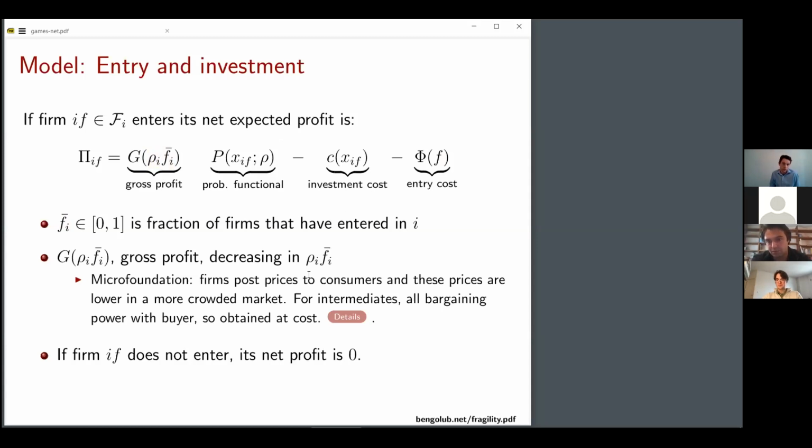And so we're just going to make an assumption that your gross profits are decreasing in the crowdedness of the product market, these firms that are trying to compete with you. And there are many micro foundations that are totally standard, which we deal with in the appendix and so forth. But the key idea is just that in a more crowded market, you probably serve less of the demand, and you also make less of a markup. So it's natural to assume that you make less money. And that's it. That's the profit function for this endogenous exercise.